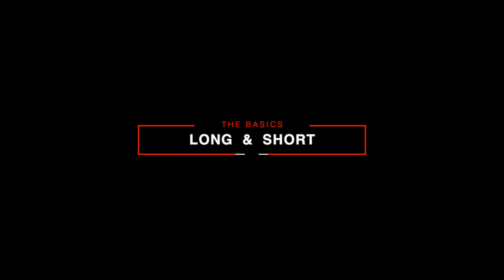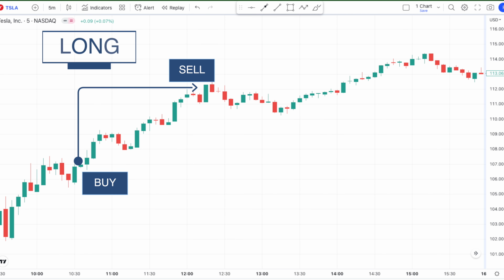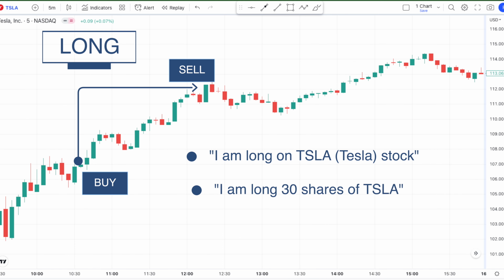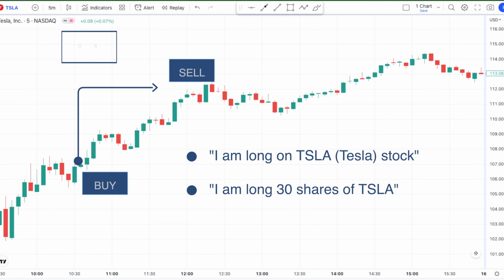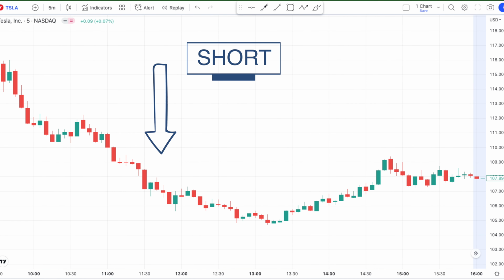Long and short. When you buy a stock and intend to sell it at a higher price, your position is called long. You will say, "I am long on Tesla stock," or "I am long 30 shares of Tesla." When you are short, that means you expect the prices to drop. You will sell high and then buy low.